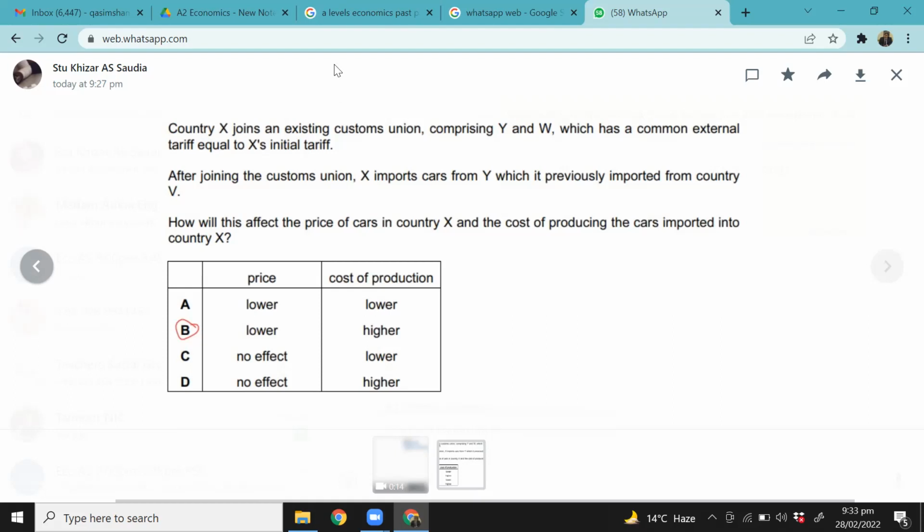I would say it's D. Khizr, is the answer D? Khizr, is the answer D? Can you hear me? Yeah, sure. Take your time. I just want to confirm it first before I start explaining because this is a little difficult one.